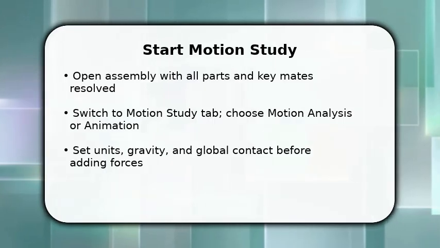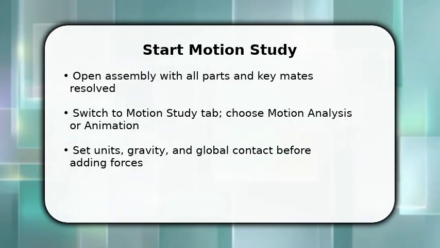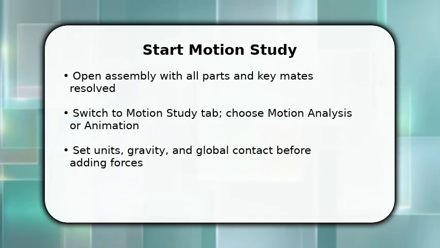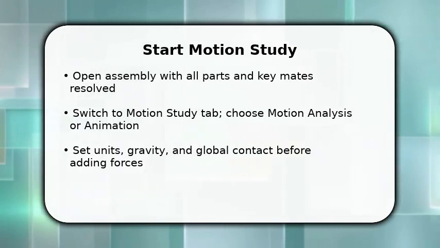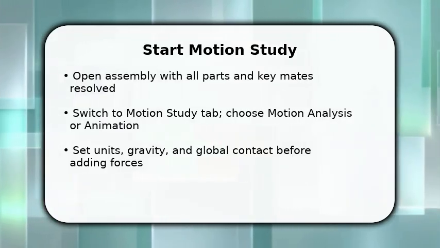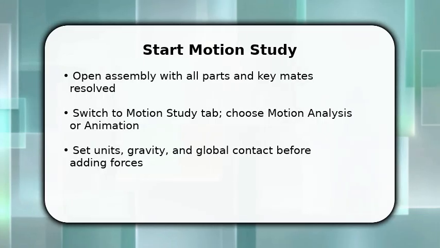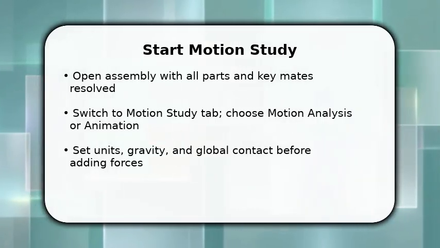You begin with an assembly that has corrected interference and stable mates. This matters because motion depends on accurate geometry. Once done, switch to the Motion Study tab and choose Motion Analysis for physics or Animation for kinematic previews. Make sure to set units and enable gravity if needed, and define global contact resolution early.